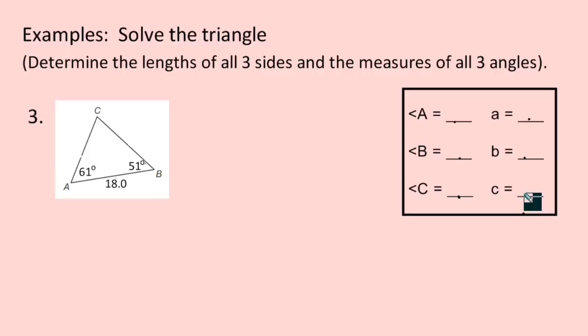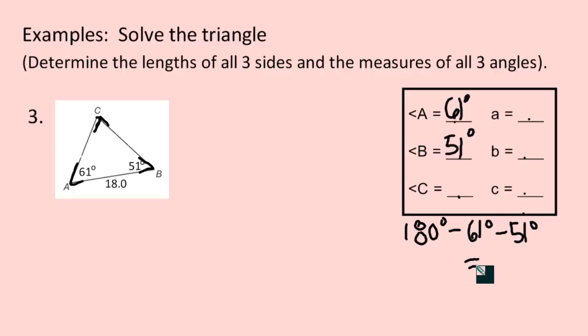And some of them are given to me. Angle A, for instance, is a 61-degree angle. I'm going to label that with degrees. Angle B is a 51-degree angle. I'm going to label that with degrees. Angle C, it doesn't explicitly say, but I do know, again, 180 minus the other 2 is going to give me 68 degrees, so I will fill that in right now. I also know this side 18 is across from angle C, so it is side C, is 18 or 18.0. Really all I have to do is find side A and side B and we're done here.